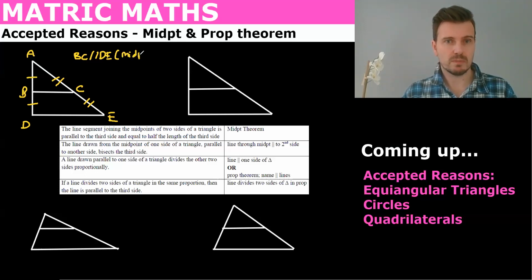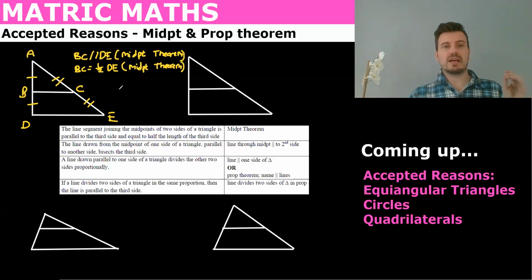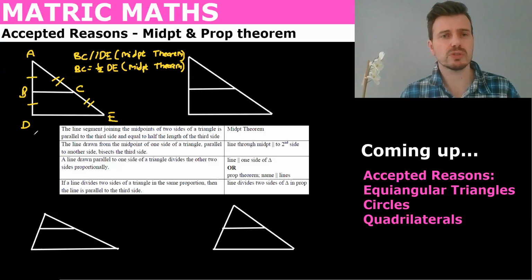midpoint theorem. The second thing you could say is that BC is equal to a half DE, and that would also be the reason midpoint theorem. Now this is when they would accept that as a reason. You could also say DE is equal to 2 times BC.